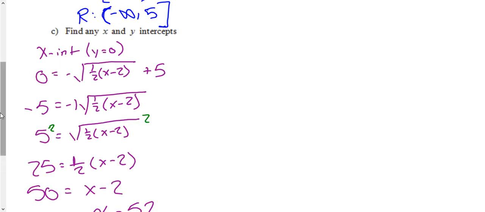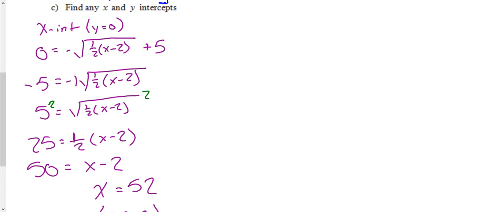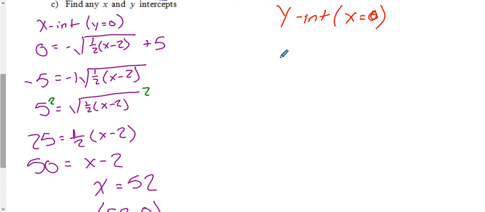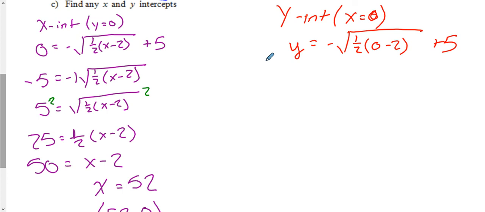For my y-intercepts, because I graphed it out, I know that there shouldn't be a y-intercept at all, but let's quickly check. So y-intercept, meaning when x equals 0. So in this equation, again, I'm going to sub in 0 for x, so I have y equals negative square root of 1/2 (0 minus 2), close bracket, and you have the plus 5 on the outside there. So I'm going to quickly clean this up.